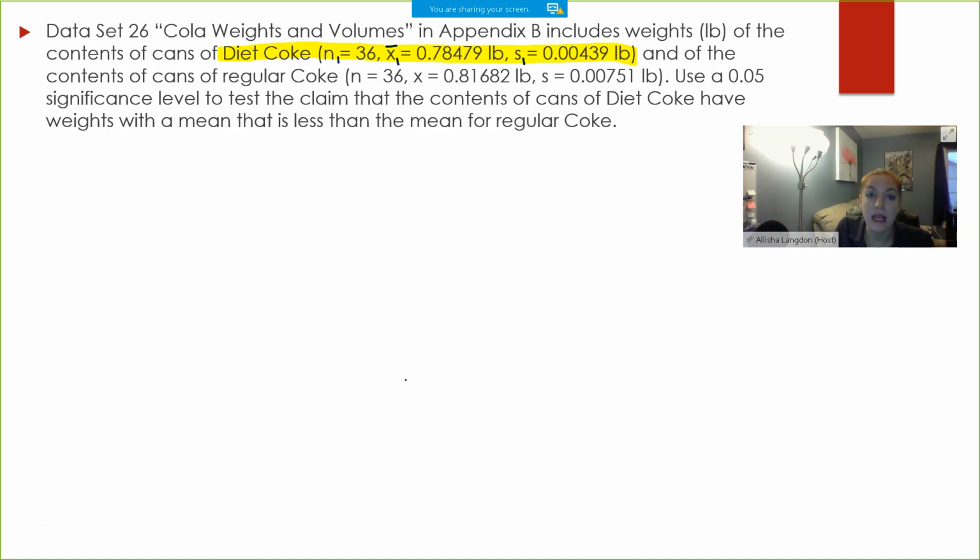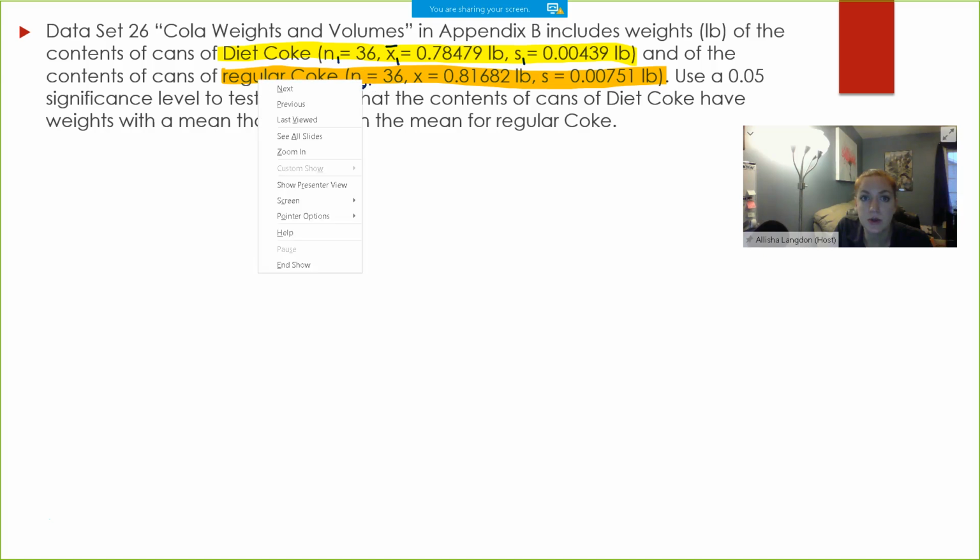Now, for regular Coke, they went through and they did another sample. And you can see here that regular Coke is going to be our second group. So these values are going to be labeled with a 2. So this is going to be N2.